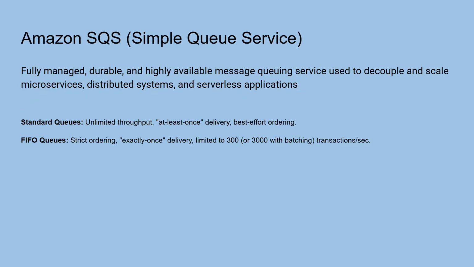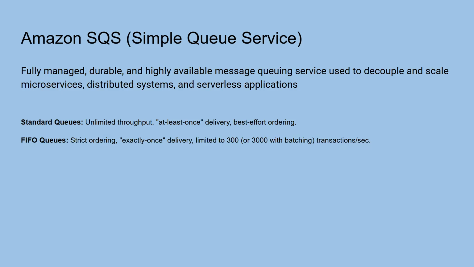Now we do this in Amazon AWS through Simple Queue Service, which is SQS. It's fully managed by AWS. It's a durable, highly available message queuing service used to decouple and scale microservices, distributed systems, and serverless applications. With SQS, a producer places a message into the queue and a consumer picks it up and processes it.